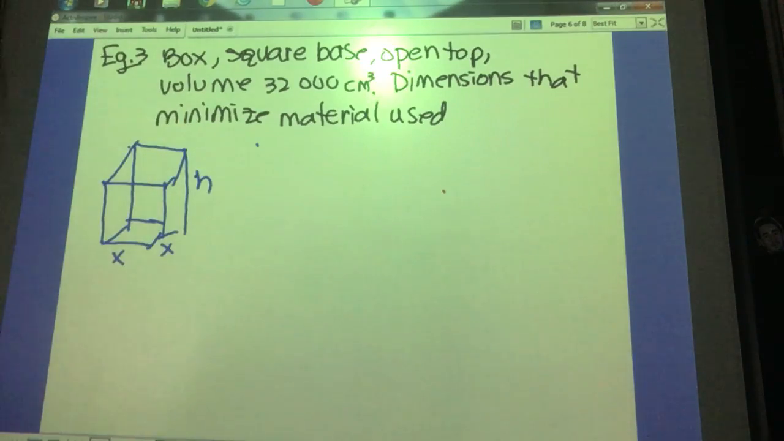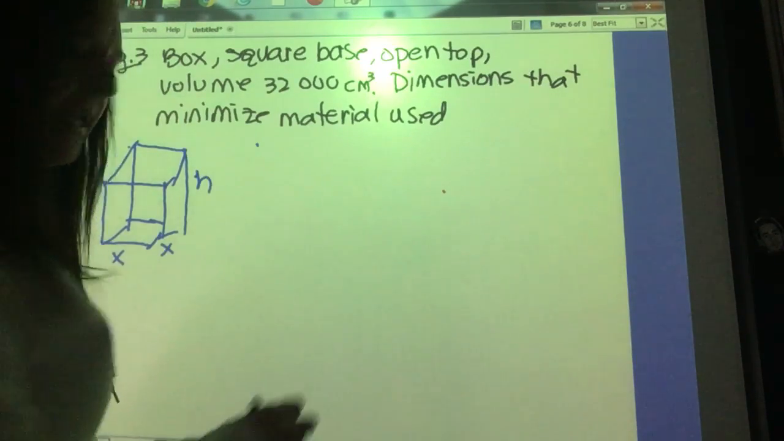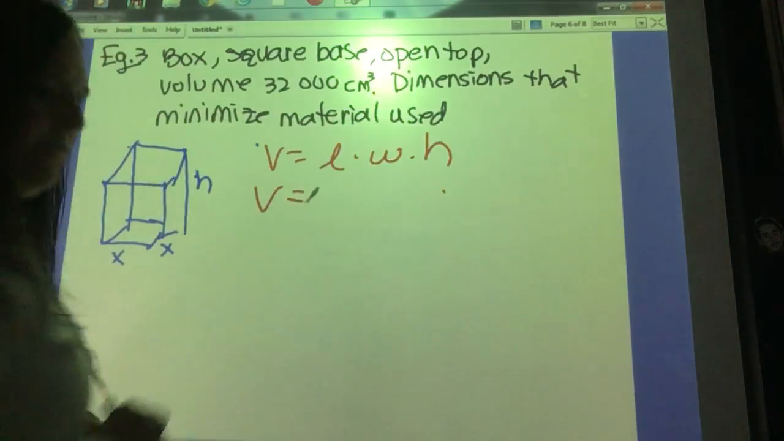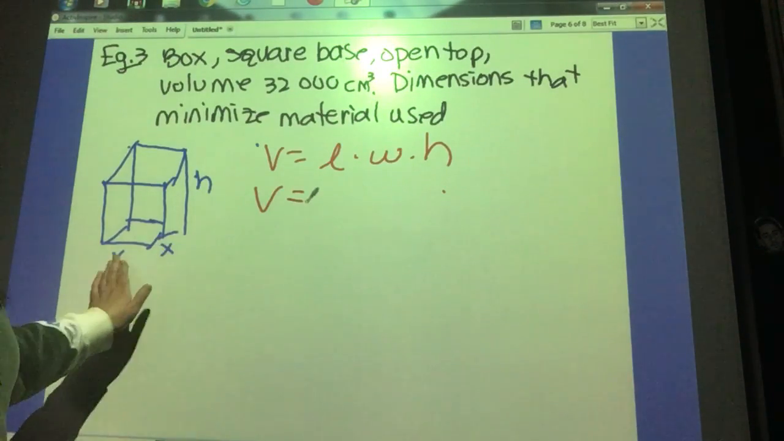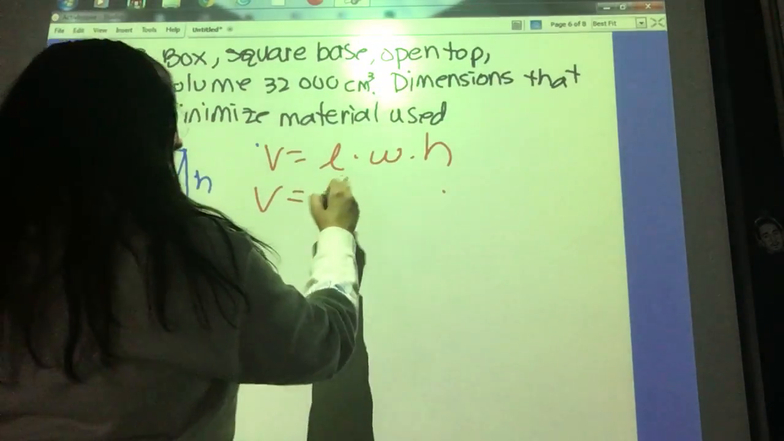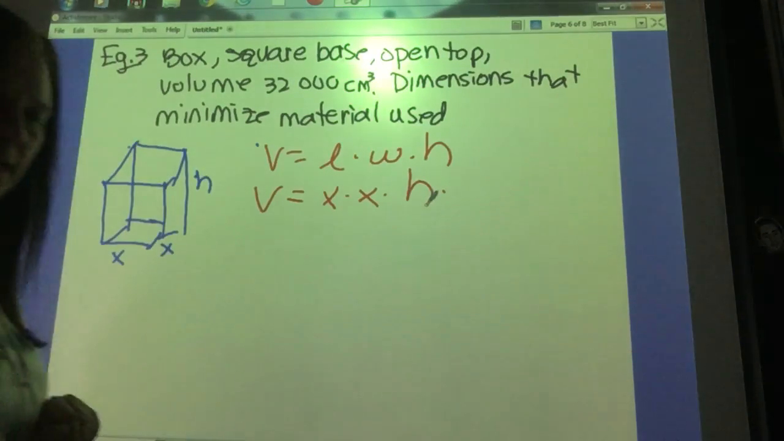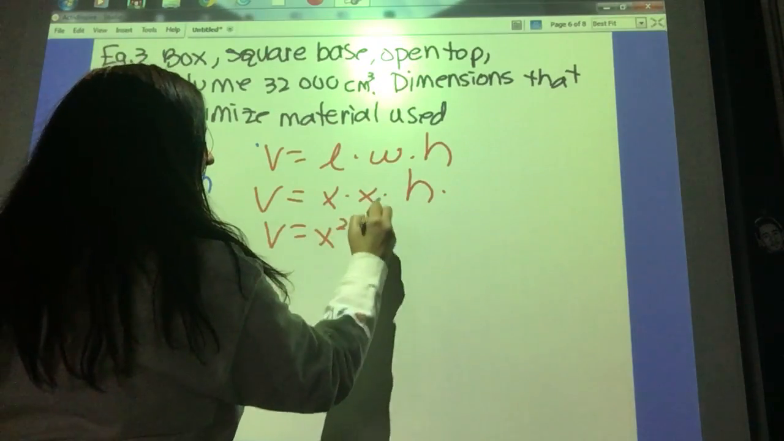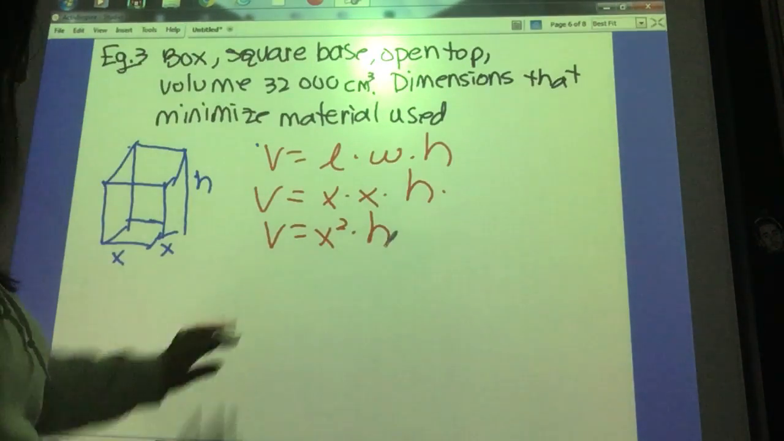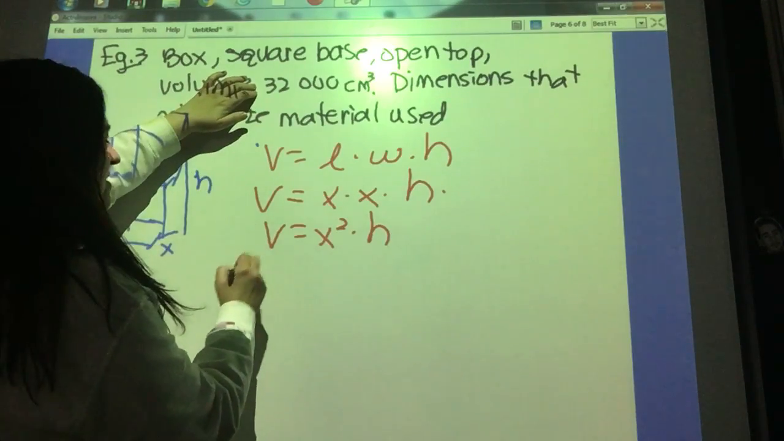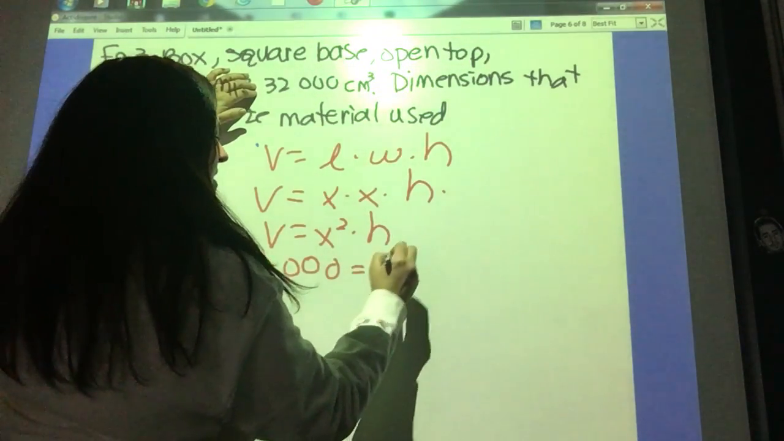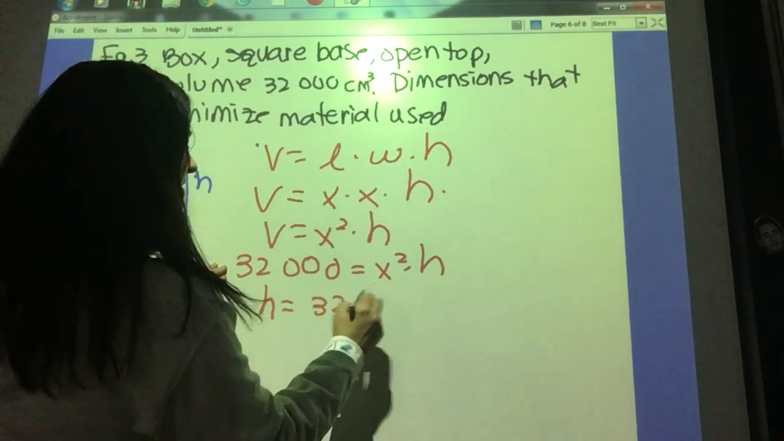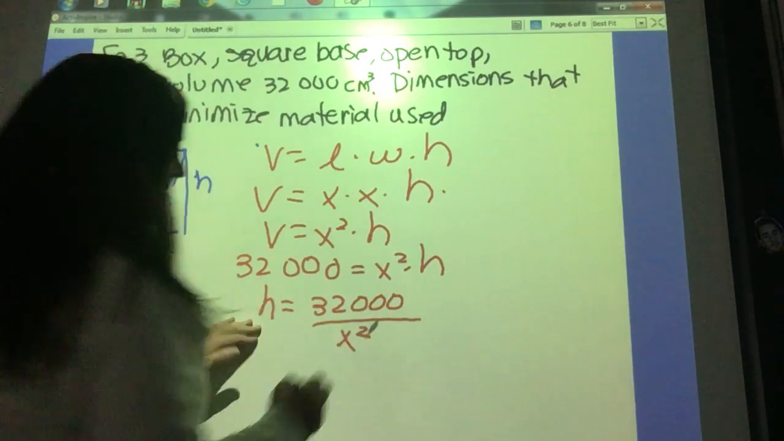So I don't think I did any steps here, so we'll begin together. So volume is length times width times height. So in this question, we know it's a square base. So the length is the same as the width, so x squared times height. But again, we can't have two variables, right? We have an x and we have an h. We need to have everything all in one variable. The question told us that the volume has to be 32,000. So to rearrange to get h by itself, we divide it out. So it's 32,000 divided by x squared.